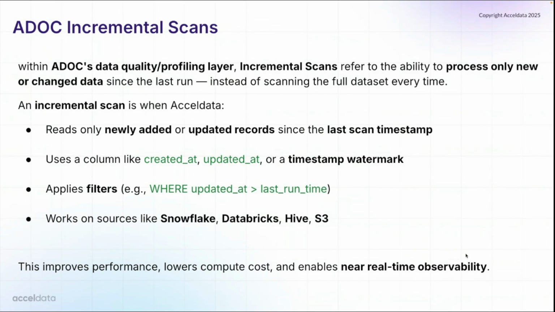The reason for having an incremental offset and an incremental scan is efficient data profiling, so that users can focus on the new or changed data rather than having to reprofile or rescan the entire data set every time. This also improves performance, lowers computing cost, and enables near real-time observability.